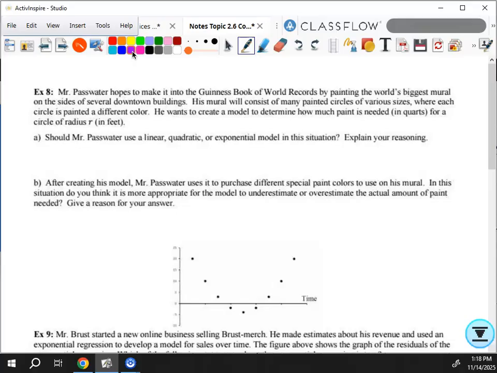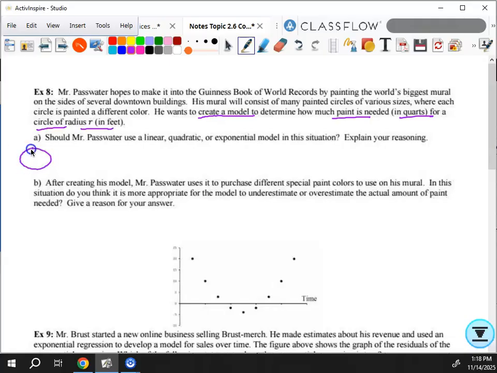His mural will consist of many painted circles of various sizes, where each circle is painted a different color. If he wants to create a model to determine how much paint is needed in quarts for a circle of radius r in feet, should Mr. Passwater use linear, quadratic, or exponential model in this situation? What do you think? Quadratic because it's area. Exactly.